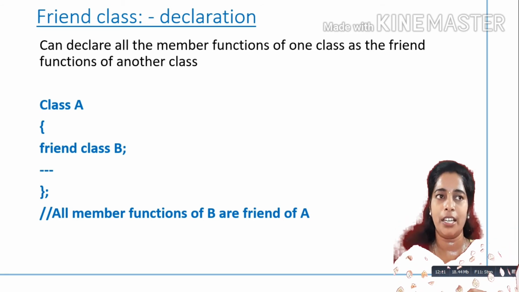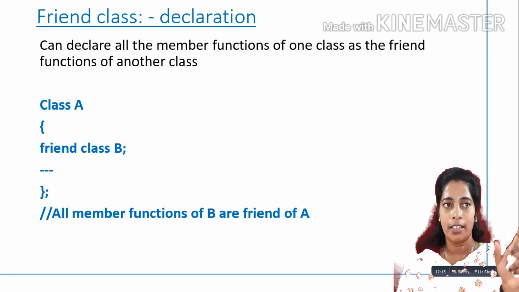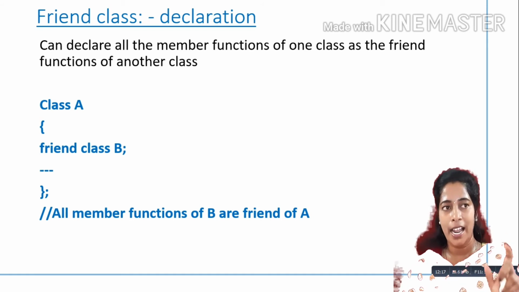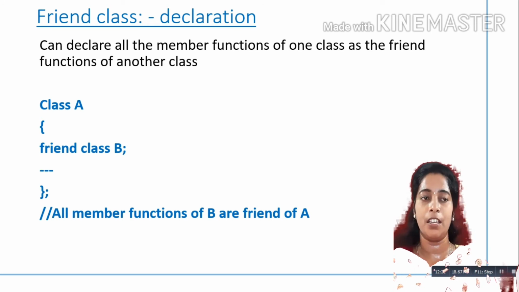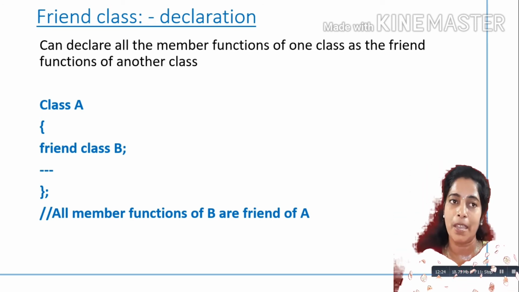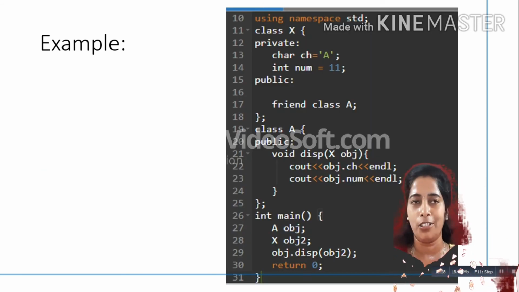Assume that you have a class A. Under that we have the syntax friend class B. The meaning is that class A is a friend of class B, so all member functions of B are friends of A. We'll see a simple example program in this.